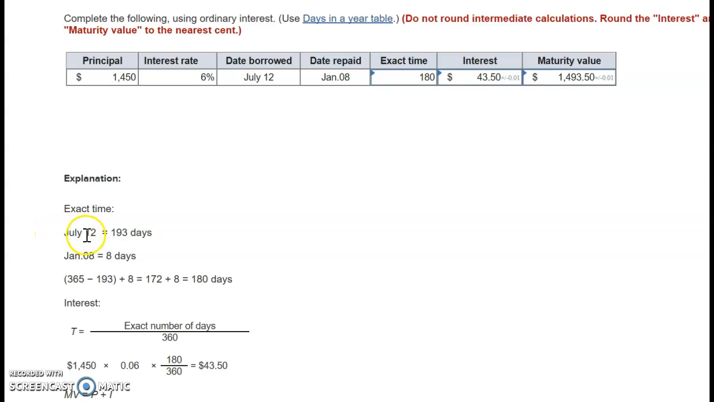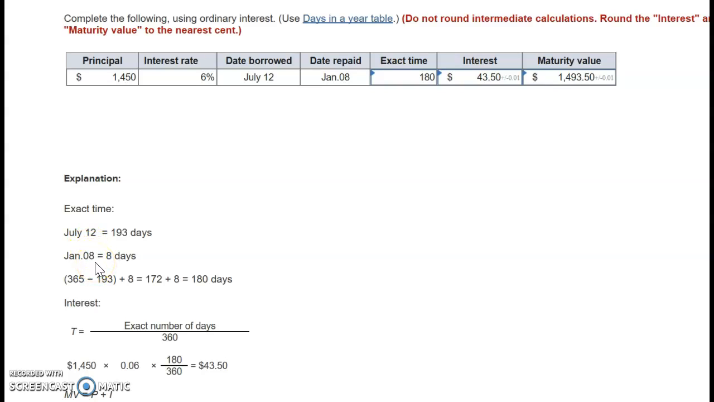So let's look at this date problem here. July 12th, if we were to go to the days in a year table, I'm not going to go there, I showed you how to do that, but you're going to the July column and the 12 row, and you get the number 193. Then if you go to the January 8th date, which is the January column and the 8 row, you're going to get 8, okay? Now, we can't, like in the other one, take 193 and subtract 8, okay? Because July 12th is actually when our loan originates, and January 8th is when it's repaid.